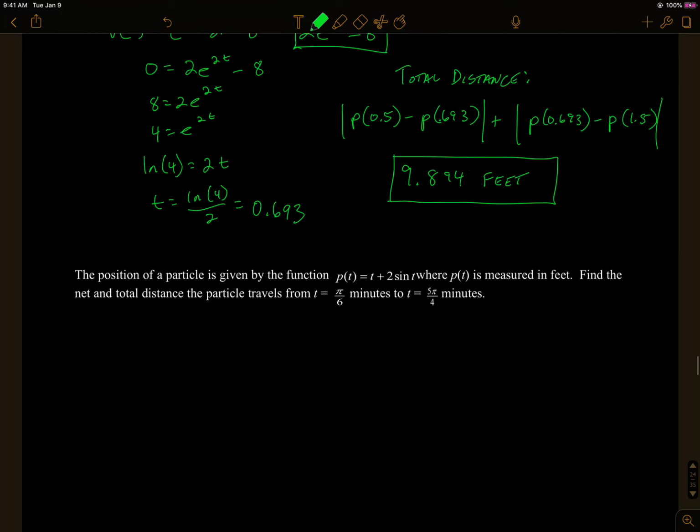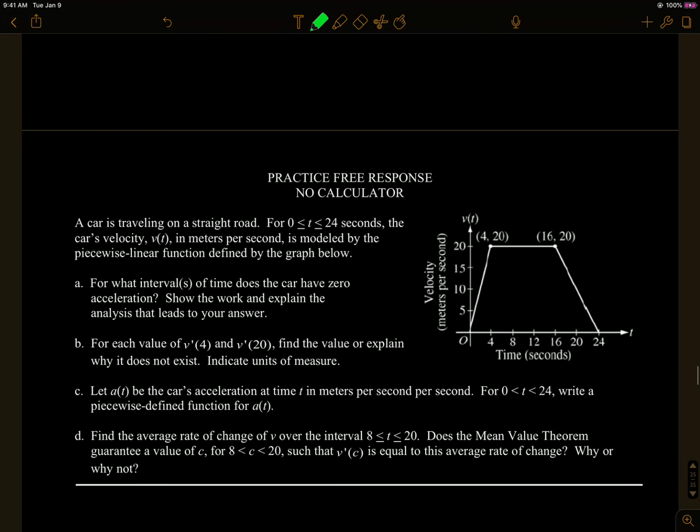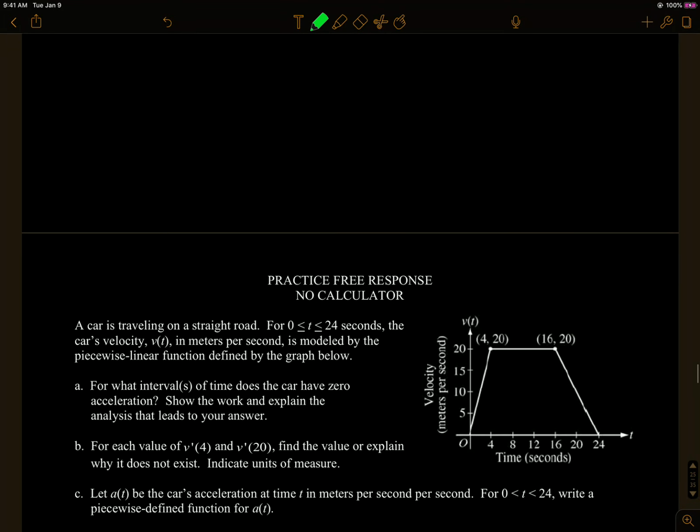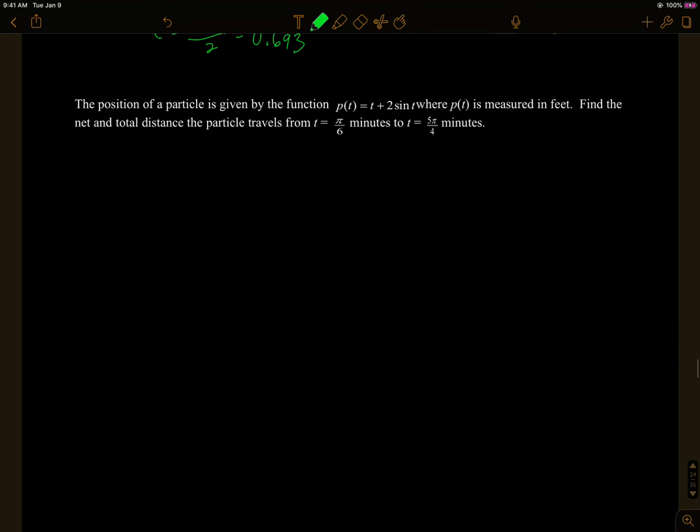All right, is this our last one? Yeah, our last example. Okay, practice free response. So let's look at this last one. The position of a particle is given by this function, measured in feet. Find the net and total distance from pi over 6 to 5 pi over 4.